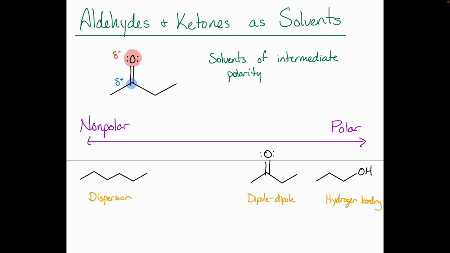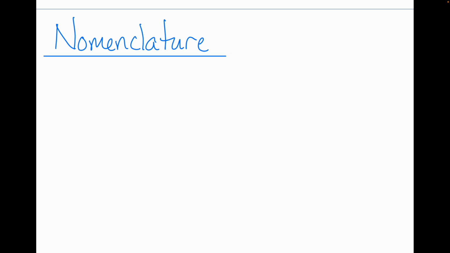All right, we're going to start sort of where we normally start when we introduce our new functional groups, and that is nomenclature. And although these behave very similarly from a chemical standpoint, we do have to distinguish between them in our nomenclature. So we're going to talk about aldehydes first.